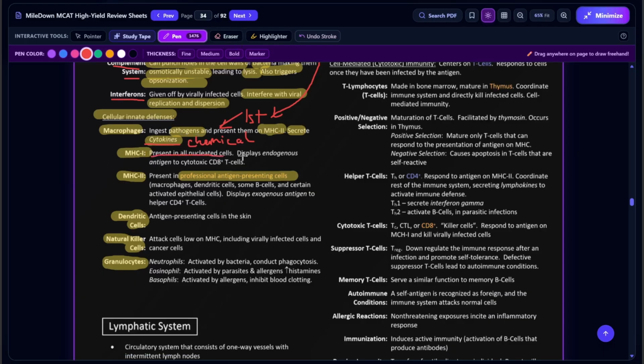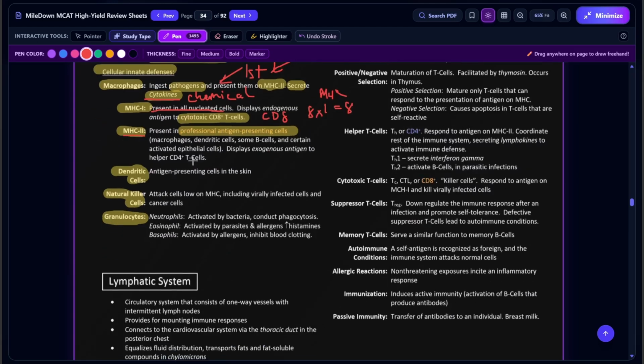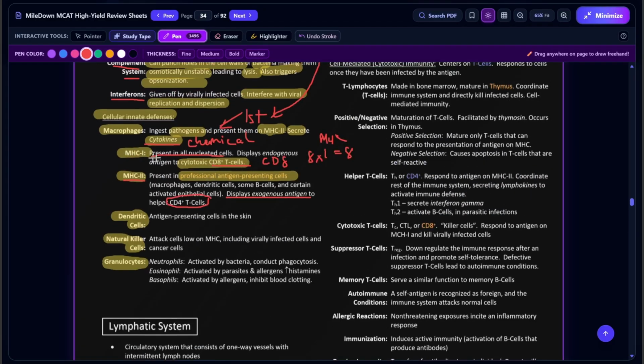MHC1 is present in all nucleated cells, displays endogenous antigen to cytotoxic CD8 cells. So how you can remember it is that CD8, if you do 8 times 1, you get 8, right? MHC1. This is just a memory tip. And then for MHC2, you have to remember that it's displaying to CD4 T cells, not CD8 T cells. So MHC1 is CD8 T cells. MHC2 displays the antigen, the harmful thing, to CD4 T cells. So one way to memorize it is 4 times 2 is 8. So both of them lead to 8, but CD4 goes with 2, that makes 8. So that's one way to memorize it. It's not how you have to, you can just memorize it.